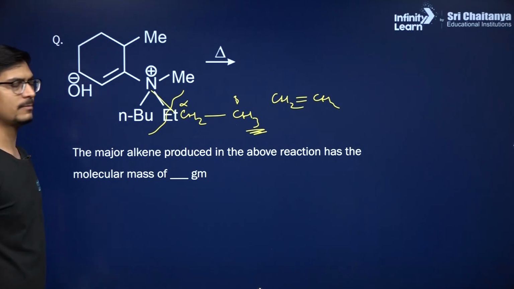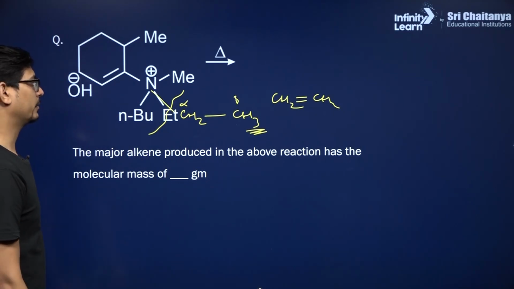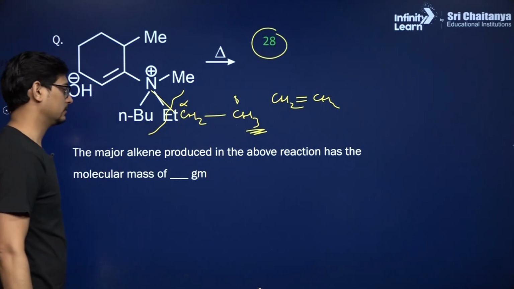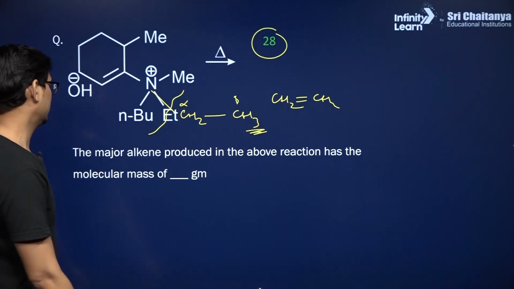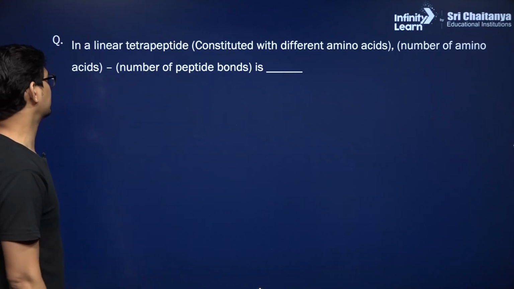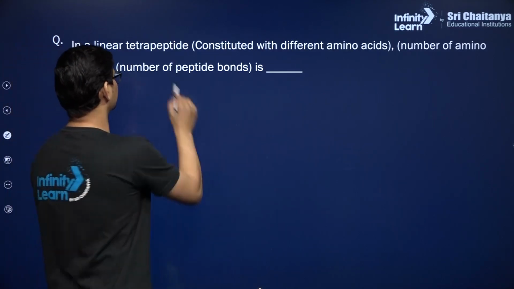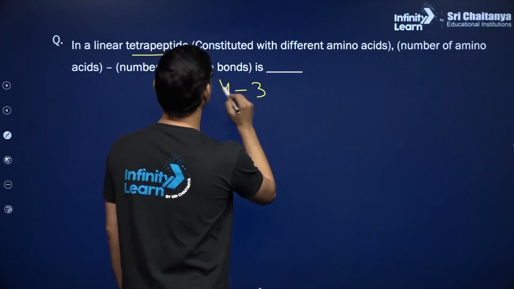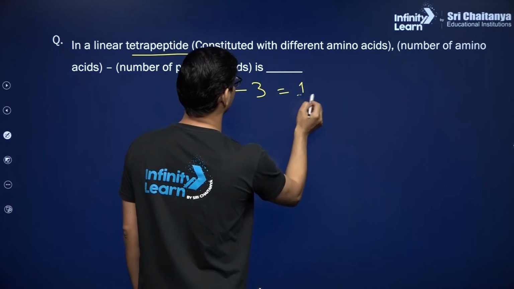Now what is the molar mass of ethene? Of course 24 plus 4, 28 gram, right? So 28 gram is the molecular mass of the major alkene produced, Hofmann, least stable alkene. Because it is a tetrapeptide, it has 4 different amino acids and 3 peptide linkages. So the answer would be 1.